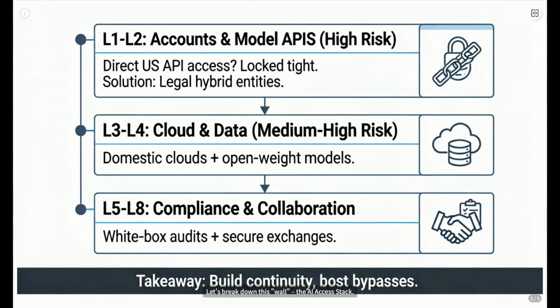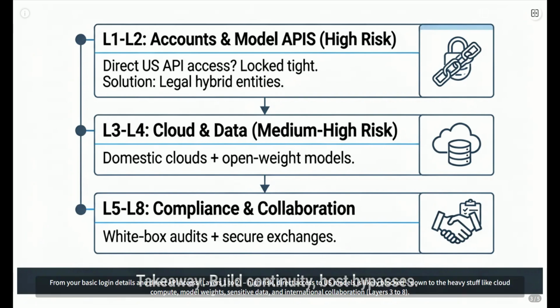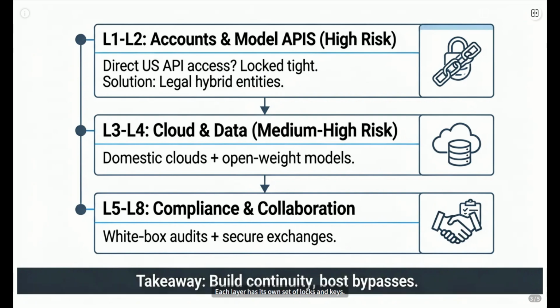Let's break down this wall, the AI access stack. It's not just one layer but eight. From your basic login details and direct API access, layers 1 to 2, high risk, direct access to US models is likely blocked, down to the heavy stuff like cloud compute, model weights, sensitive data, and international collaboration, layers 3 to 8. Each layer has its own set of locks and keys. The key takeaway? Don't try to pick every lock with the same tool. Use legal entity structures, leverage domestic resources, and build robust auditing and secure collaboration frameworks. It's about building a resilient bridge over the gaps, not finding a single hidden key.